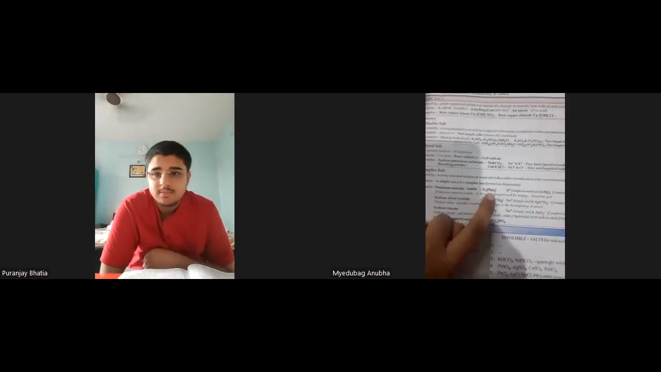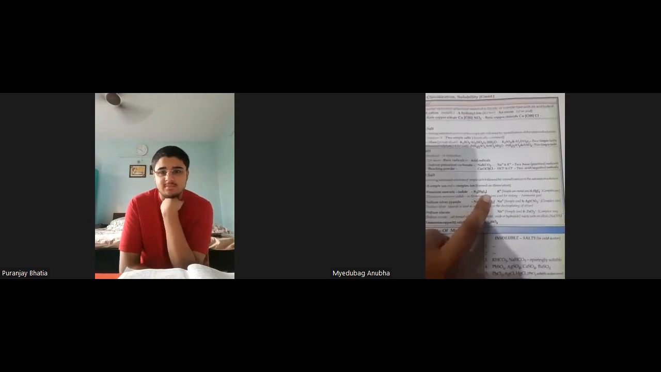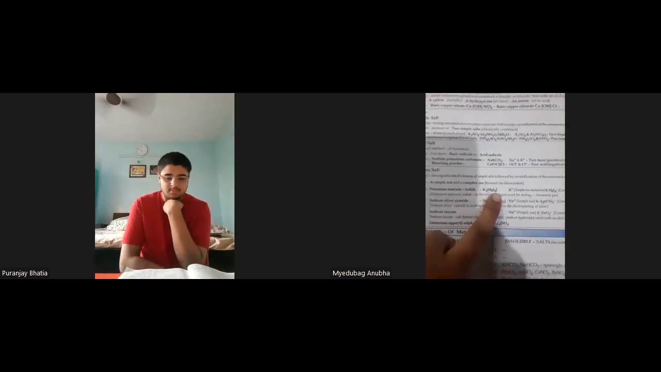So in potassium mercuric iodide K2HgI4, as you can see, a simple ion would be there and a complex ion. So simple means the K+, that is the simple ion. Complex means the portion inside the bracket, HgI4 minus. Obviously, the first would be positive and the other would be negative. That's why they are holding together.